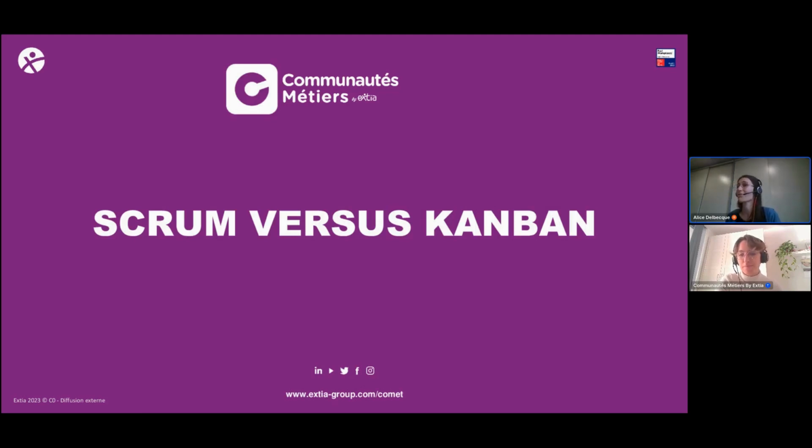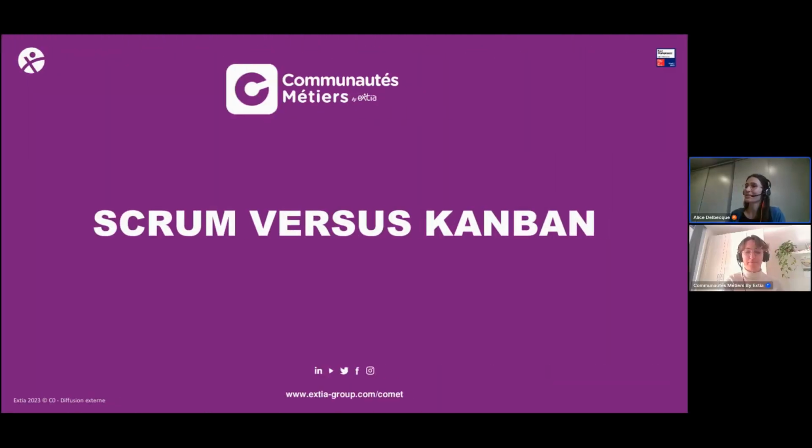So, as I have worked in Scrum and also in Kanban, I find it really useful to know these two methods because really often when we are discussing Agile at work, people directly imagine Scrum, but there are a lot of other methods. So this is the reason why we have this meetup today.